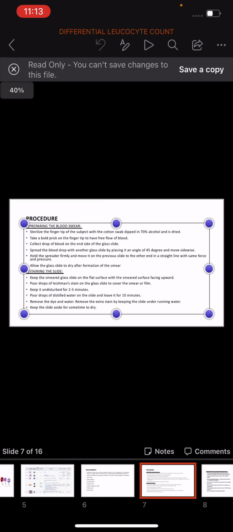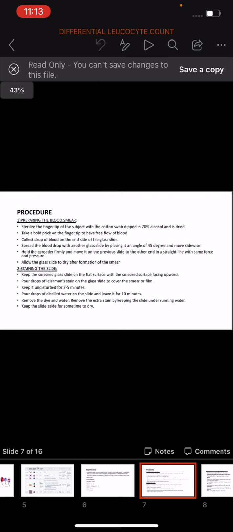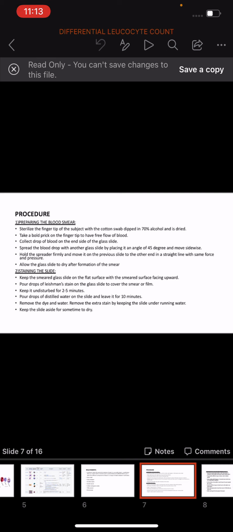Then we are going to its procedure. First of all, we have preparing the blood smear. Sterilize the fingertip of the subject with the cotton swab dipped in 70% alcohol and let it dry. Take a bold prick on the fingertip to have free flow of blood. Then collect a drop of blood on the end side of the glass slide.